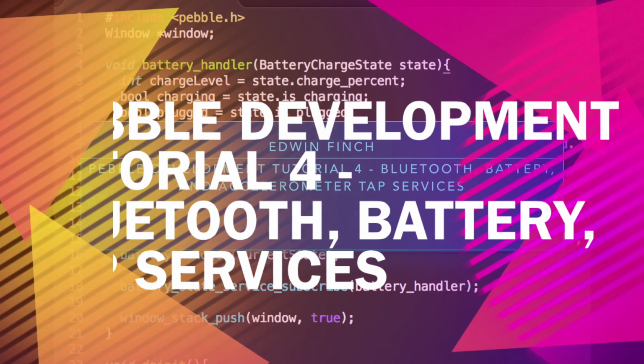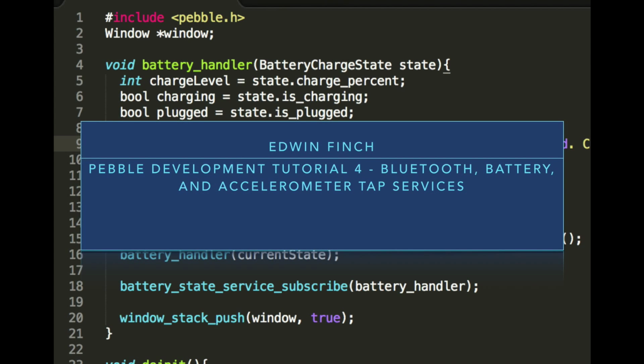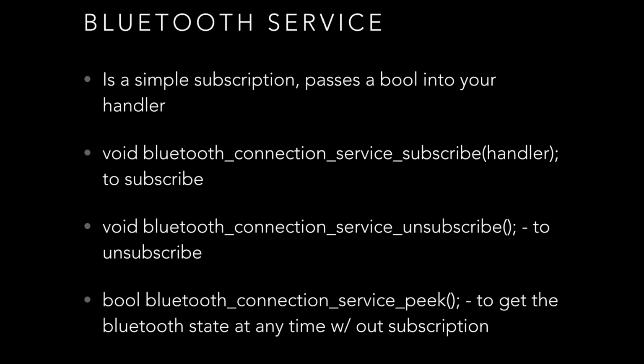Today we're going to be talking about all sorts of services, such as Bluetooth, battery, and accelerometer tap. So services on Pebble are pretty easy. Basically, you subscribe to a service with that service's handler, and every time the service is updated, such as the Bluetooth connection has changed, the Pebble SDK will call your handler, and whatever you want to do inside that handler, you can do. So we're going to start with the Bluetooth service.